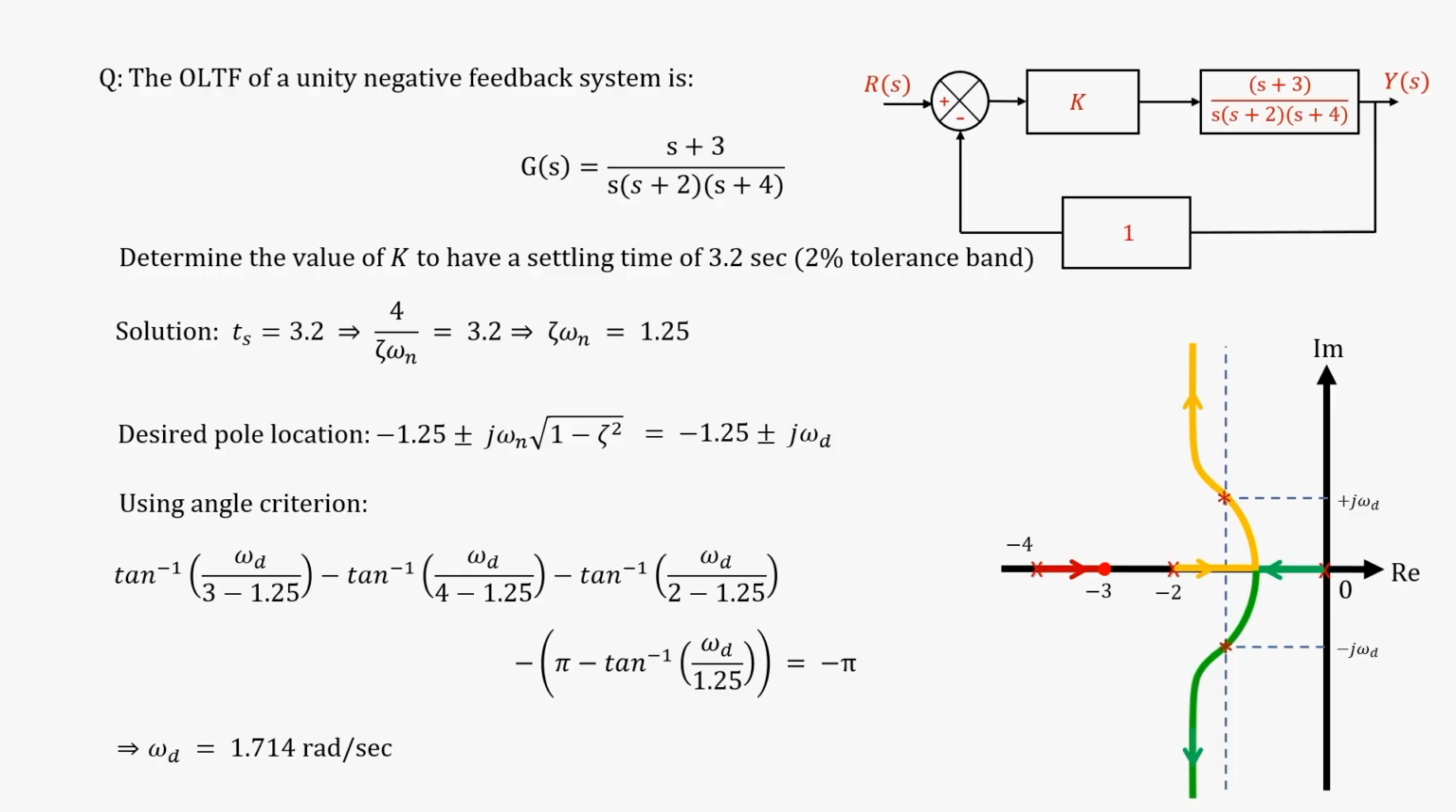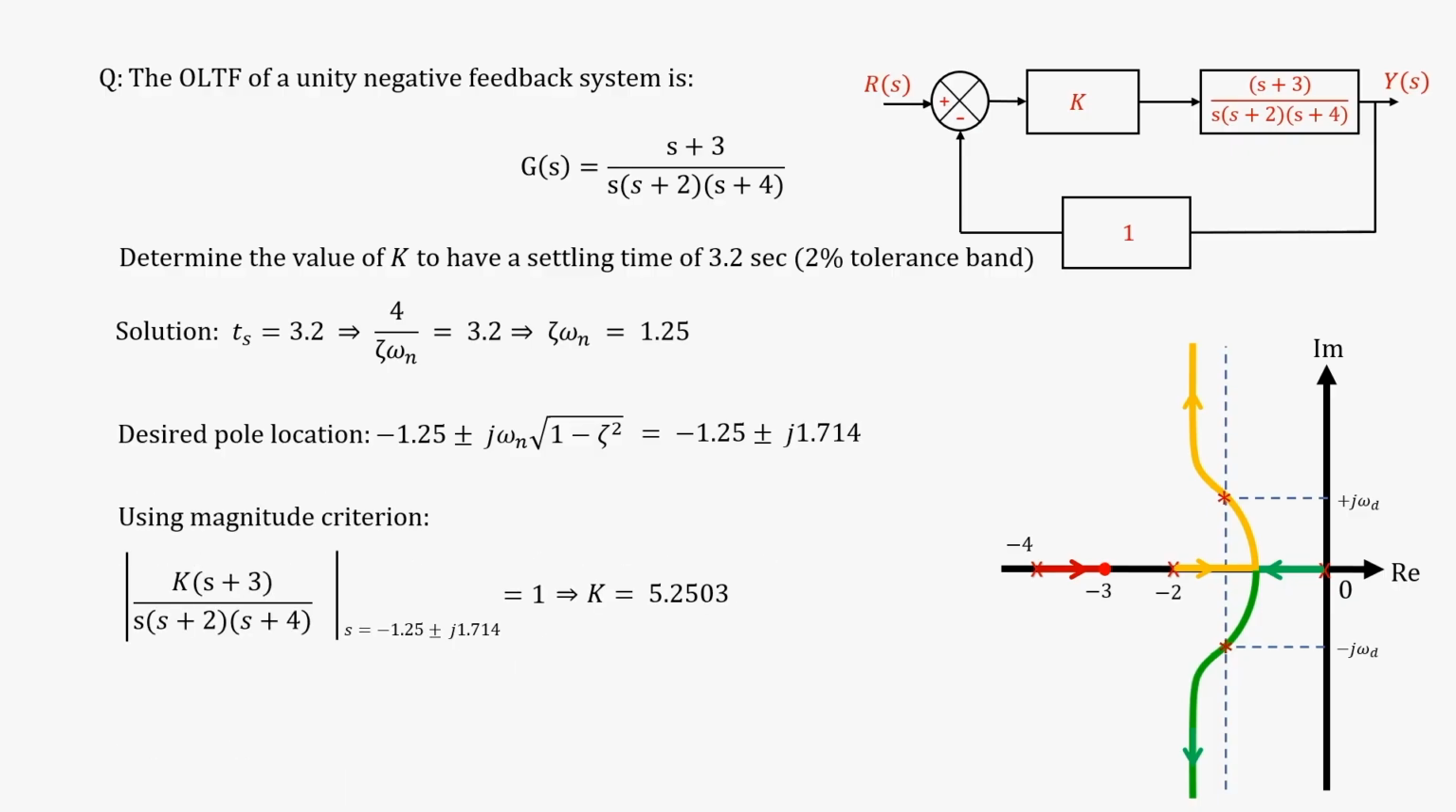Better to solve it on your own and then check. So, omega d equal to 1.714 is what I got. Now we have a clean desired pole location, with no unknowns in it. So, I can directly go for the magnitude criteria, and the magnitude will come out to be K equal to 5.2503. Now, at this value of K, am I able to get to the desired pole location?